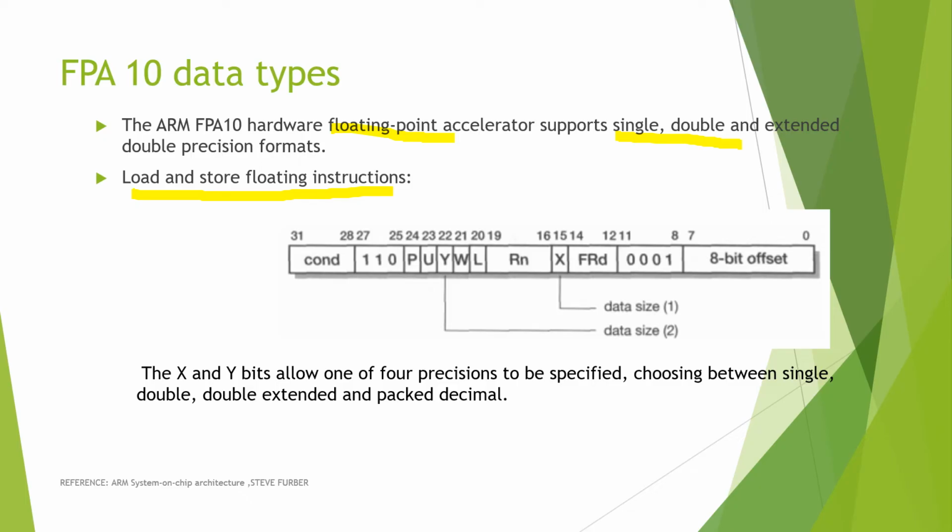Now you have all these P, U, Y, W. What do you mean by all these? I already said Y. If it is Y, it is single precision, if it is U, it is double precision, and if it is P, that is packed decimal precision. Which of these is chosen is represented by the bits P, U and Y. And then you have the W that represents the write back. When W is equal to 1, that means write back is requested. That is W. So these are the things about FPA10 load and store floating point instructions, or floating binary encoding.